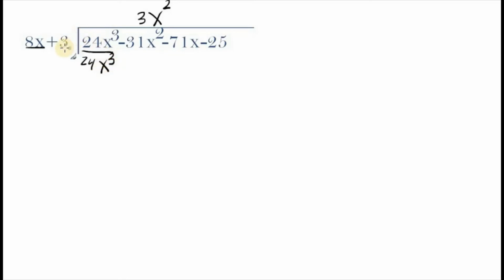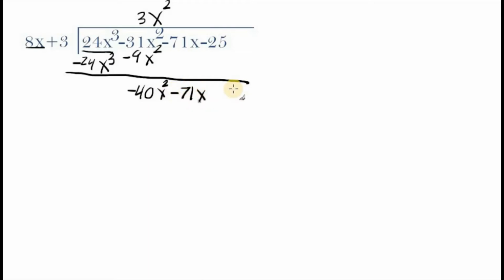And then you'll take your 8x times 3x squared, and then you'll write it down here, which will be 24x cubed. And then you take your other number that will be attached to your 8x, which is, for me, 3, times 3x squared will give you 9x squared. And it's currently positive, so when you switch the signs, it'll be negatives. And now when you combine it, you should get negative 40x squared minus 71x minus 25.